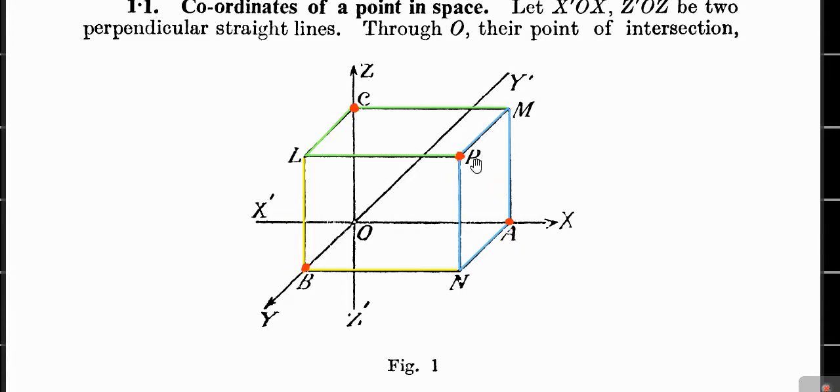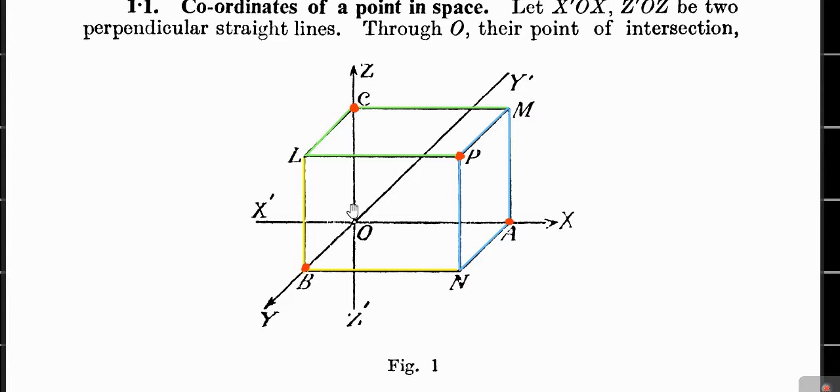Similarly, suppose we have to find out the projection of point P on the y-axis. Then through the point P, we draw a plane which is perpendicular to the y-axis. That plane is shown by the yellow colored lines. So then we observe that this plane intersects the y-axis at the point B. Therefore, the projection of point P on the y-axis is the point B.